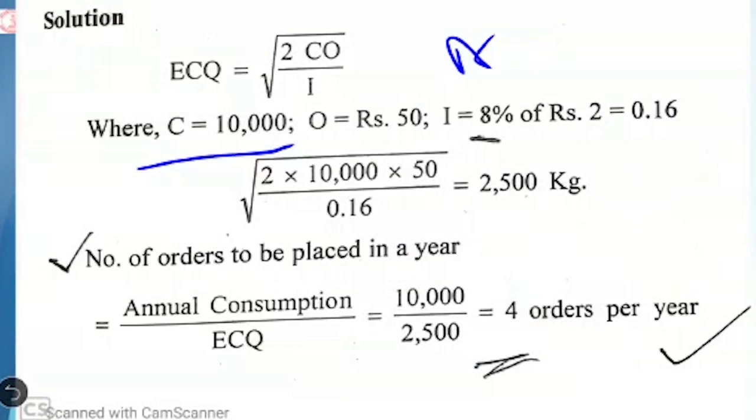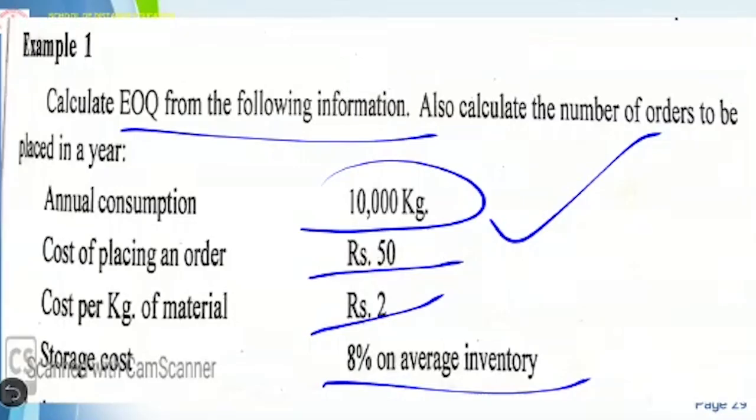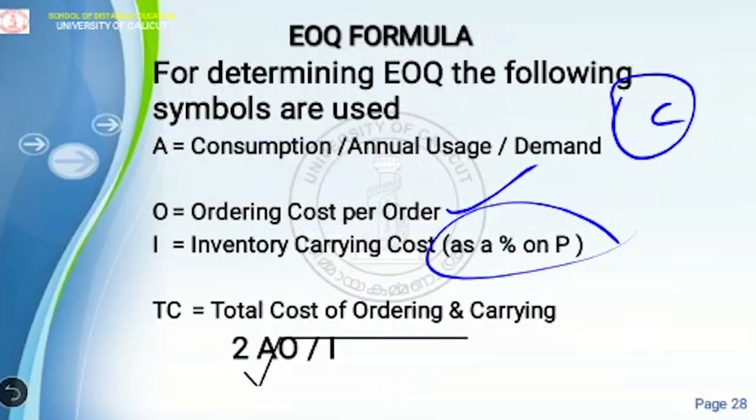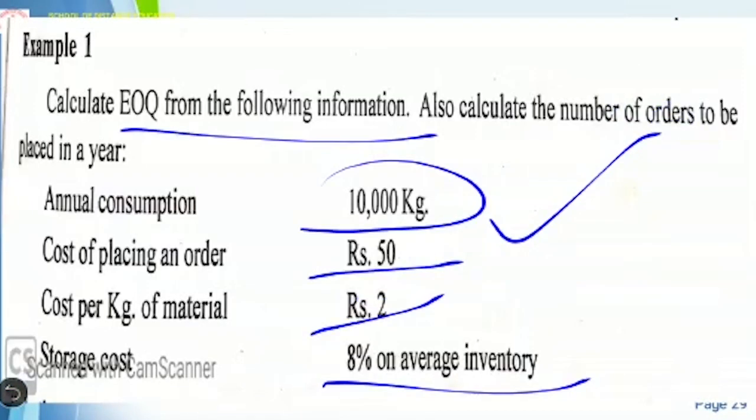You can use the formula EOQ is equal to square root of 2CO by I. C means A, both are the same. Here annual consumption is given in our question as 10,000. Then the order cost O is given as 50, cost of placing an order, ordering cost 50. So 2CO is 2 into 10,000 into 50.